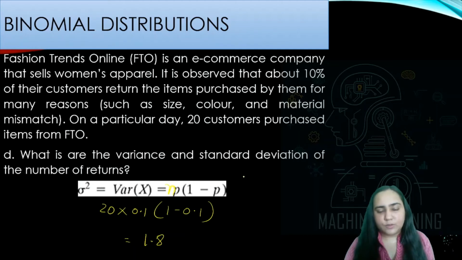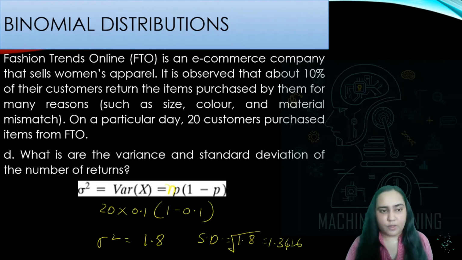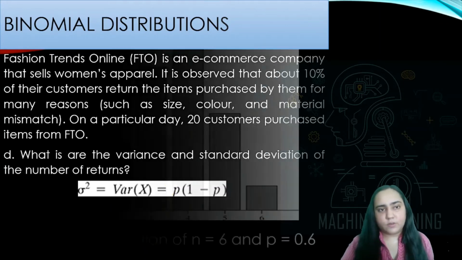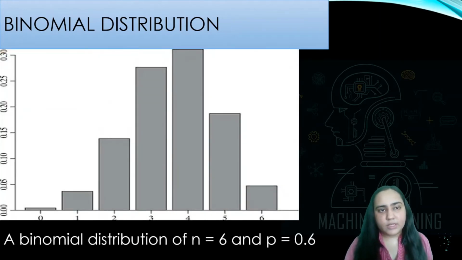And you are also asked to find the standard deviation. So this is the variance, sigma squared. The standard deviation is equal to the square root of 1.8, which will be 1.3416. You can verify. So this is the standard deviation and variance. And this is how you can calculate binomial distribution.